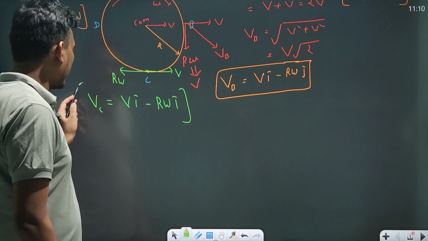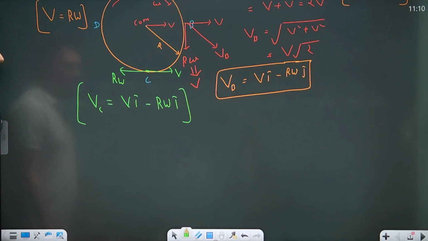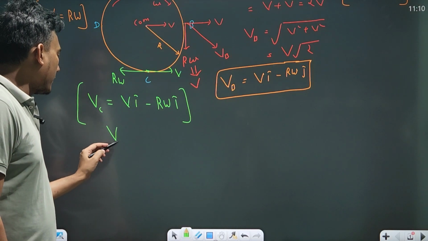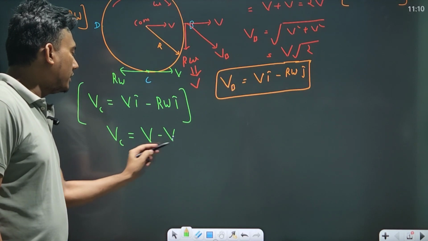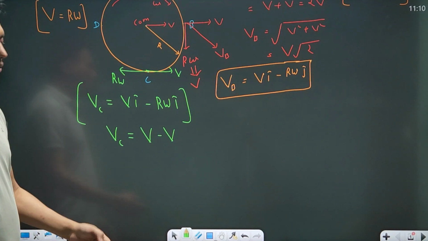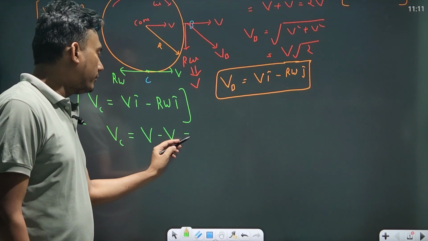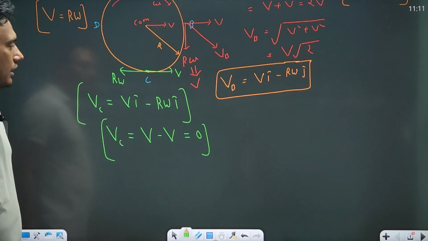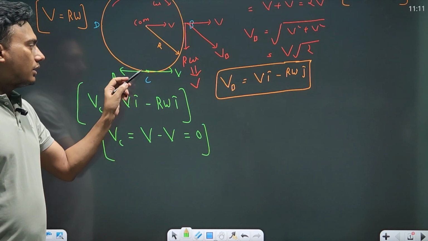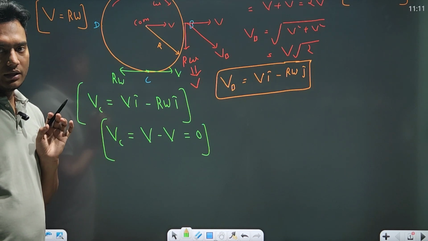This is the vector form. So what is the net speed? Net speed we can write Vc equal to v minus v, because r omega is also equal to v, pure rolling is applicable. So the net speed at point C will be equal to 0. So we can say point C looks like it is at rest.